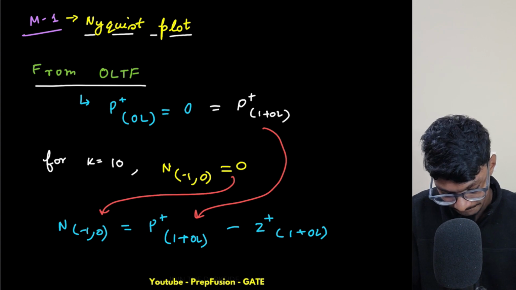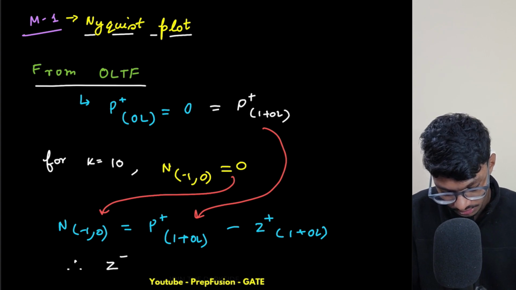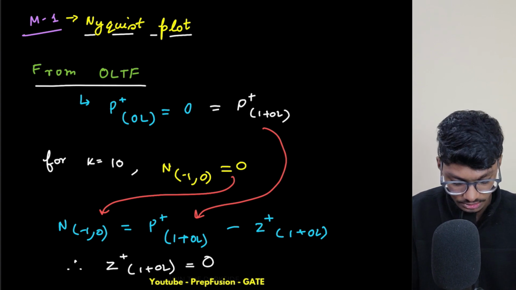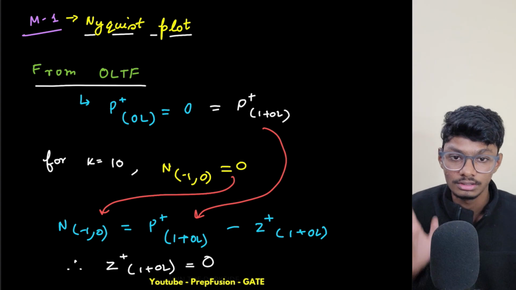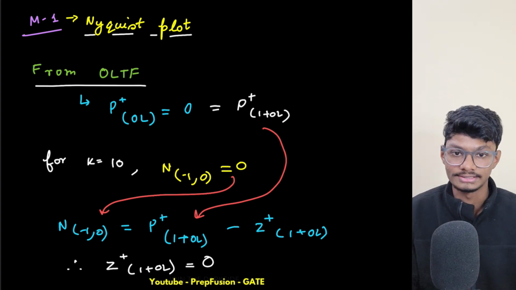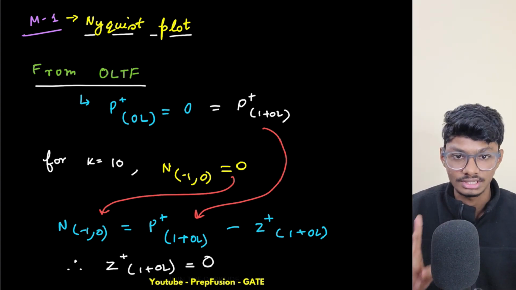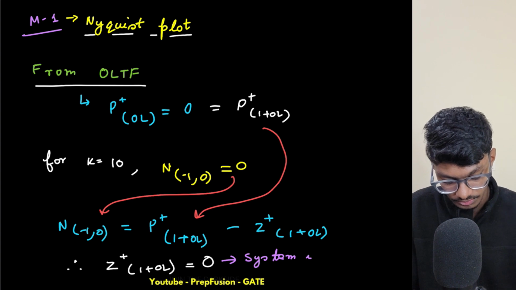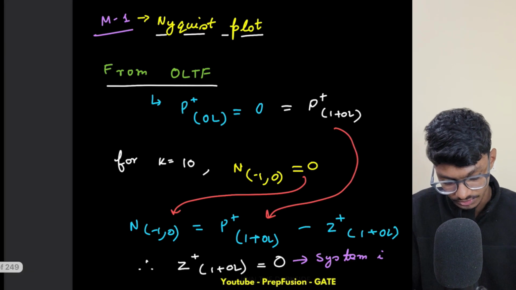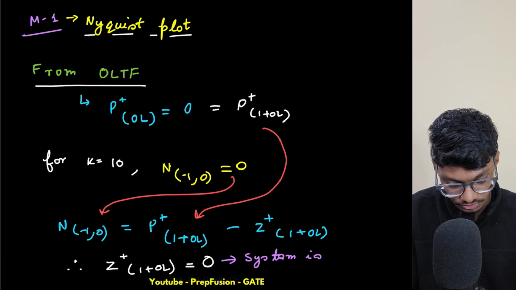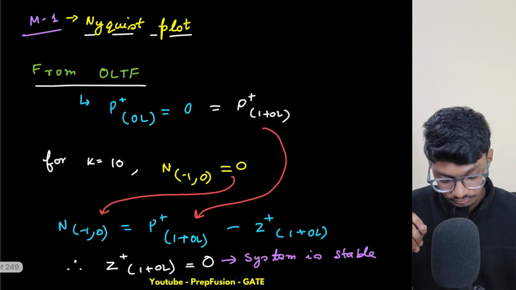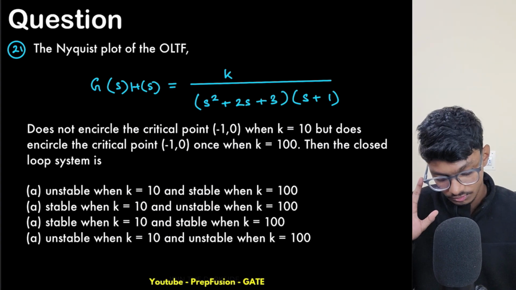Hence my Z plus 1 plus OL equals 0. Hence I don't have any closed loop poles on the right hand side of my S plane. So this system is stable. Closed loop poles are on the left hand side, so the system is stable. Okay, system is stable. Now what about when K is 100?